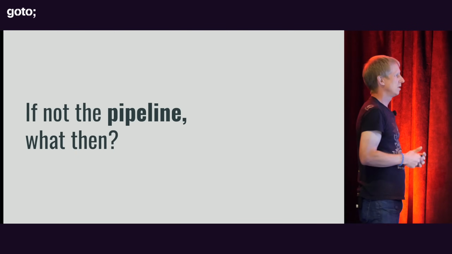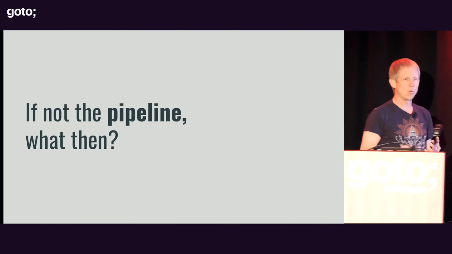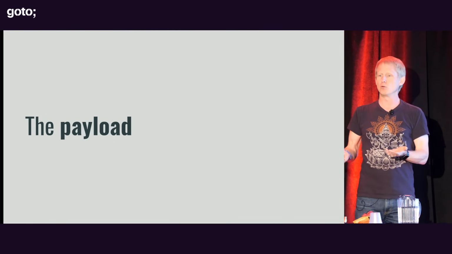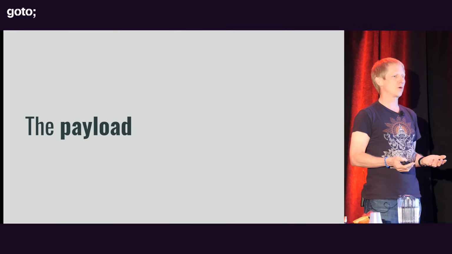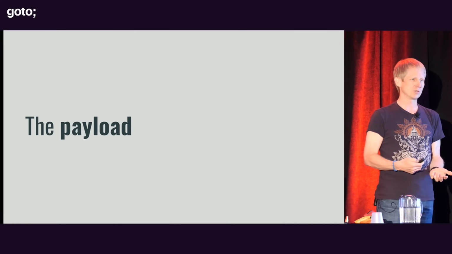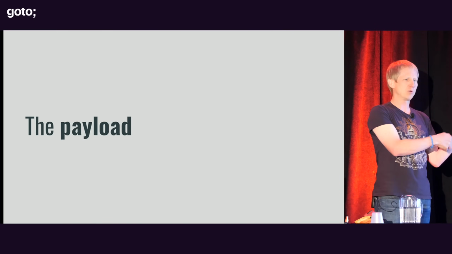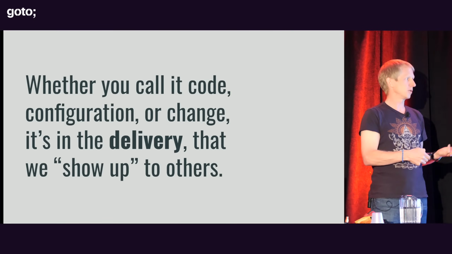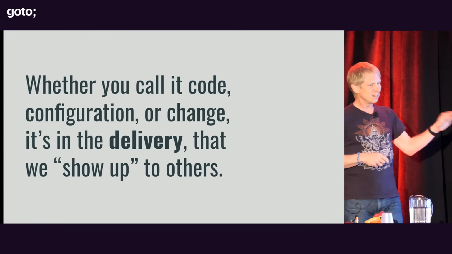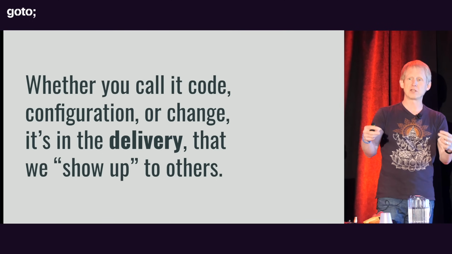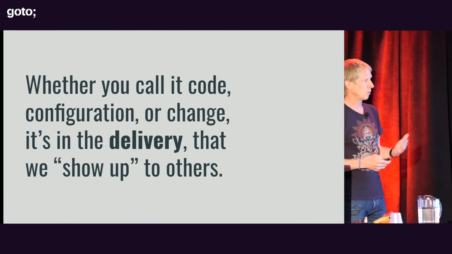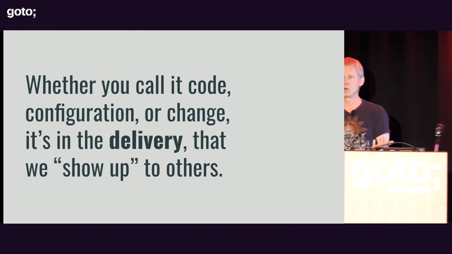So if it's not about the pipeline, what are we going to talk about? Well, it's the payload, right? Like, why do you do all this? You turn the crank to get product or functionality or something out to your users. The pipeline is interesting and it's important, but that's not the thing people experience. So whether you call it code or config or change, it's the delivery. It's in the delivery that we show up for others. That's where people notice we are or aren't meeting their needs, right? So that's the thing we want to control, and that's the thing we want to observe.